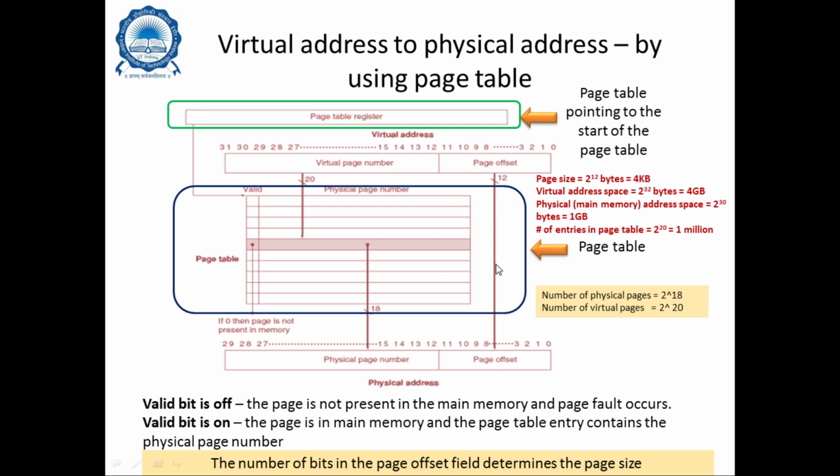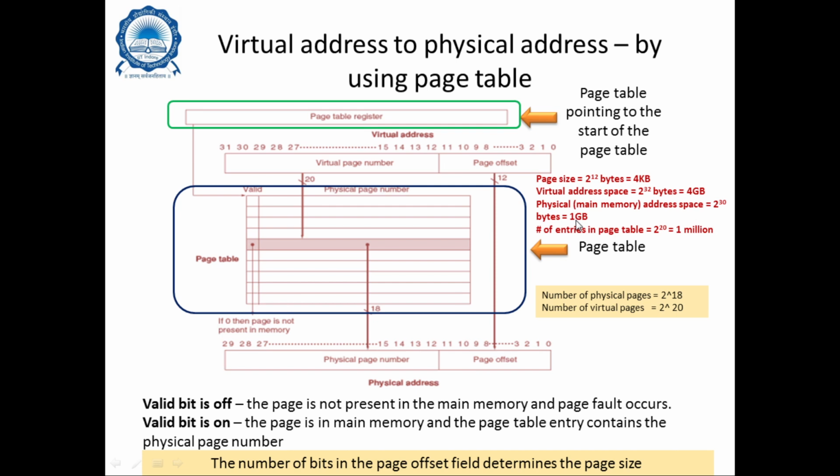Another thing to note here from the page table is that the size of the page is 2 to the power 12 bytes, so that gives you 4 kilobytes. This page size therefore indicates a size of 4 KB. The virtual address space is 2 to the power 32, which is a 4 GB virtual address memory space, and the physical main memory address space is 2 to the power 30, equivalent to 1 GB.